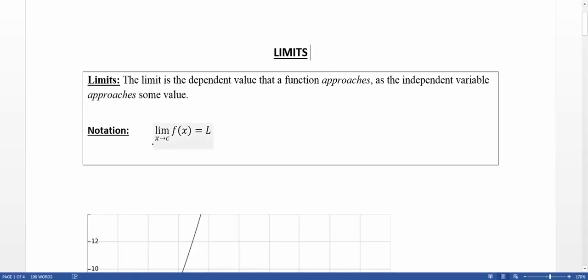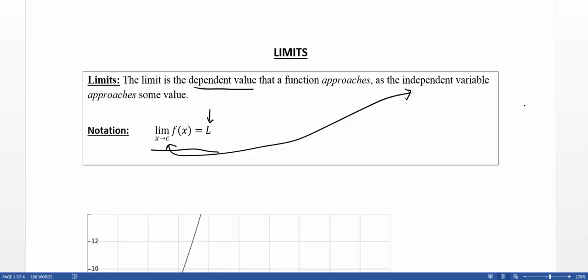The limit as x approaches c of f of x equals L. So L is going to be our dependent value that we're approaching. And c is the independent value that we're going to be approaching on the x plane. So what we're again doing is we're considering what value of y we're approaching as we get really close to some value of x. So let's look at an example with some concrete numbers to solidify this idea of what limits are and what parts of this definition are really important.